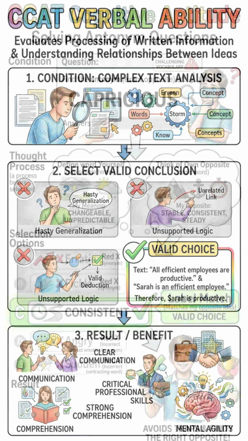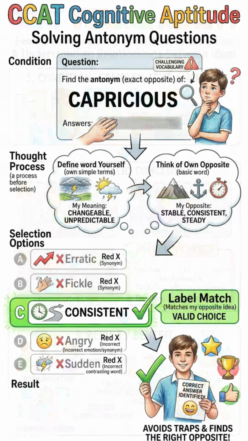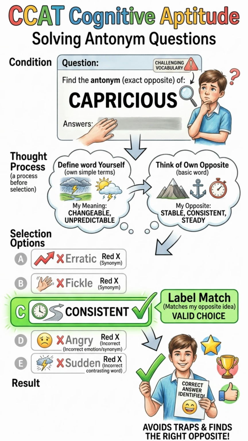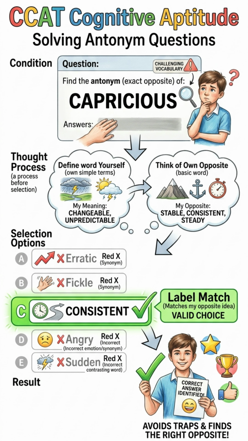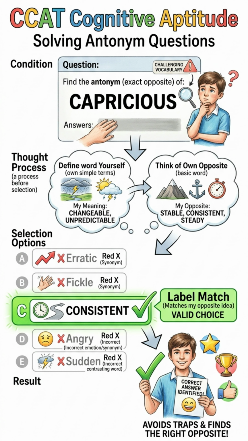One of the most frequent question types you will face asks you to identify the antonym, or the exact opposite, of a specific target word. This sounds incredibly simple, but the exam uses challenging vocabulary to confuse you. The best strategy here is to briefly cover the answer choices with your hand, or just look away from them for a second. Try to define the target word in your own simple terms first, and then think of your own basic opposite. Once you have your own simple opposite in mind, scan the answers for a word that matches your idea.